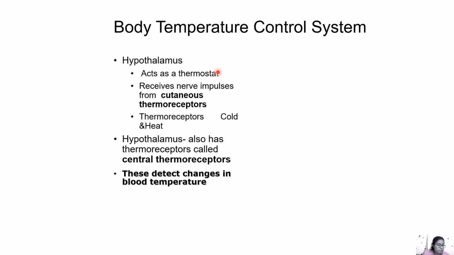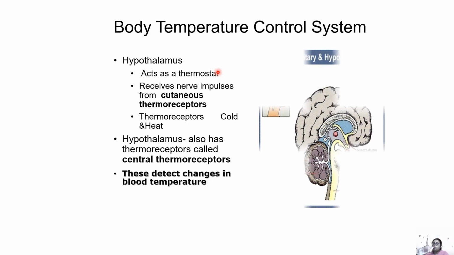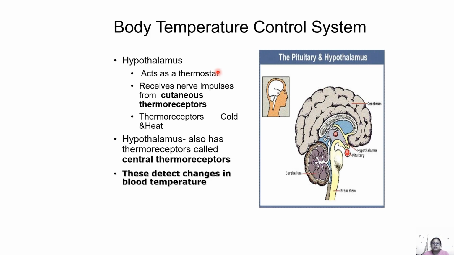The hypothalamus acts like a thermostat. We have thermostats in rooms in countries with very cold temperatures. So the hypothalamus acts like your own body thermostat. It receives nerve impulses from cutaneous thermoreceptors, and thermoreceptors can be for both cold and heat. The hypothalamus also has thermoreceptors called central thermoreceptors, which detect changes in the blood temperature. This is the structure of the pituitary and the hypothalamus. That is why we say it's a link between the endocrine and the nervous system.